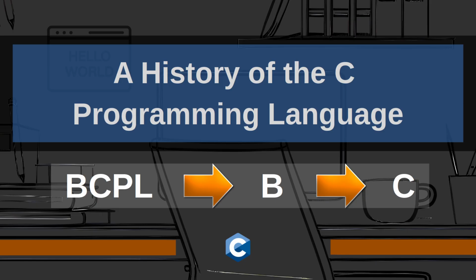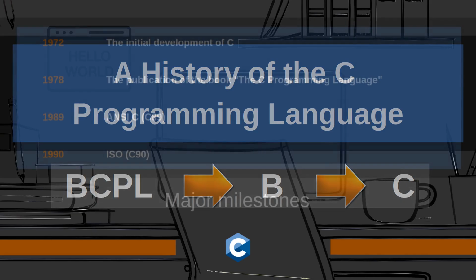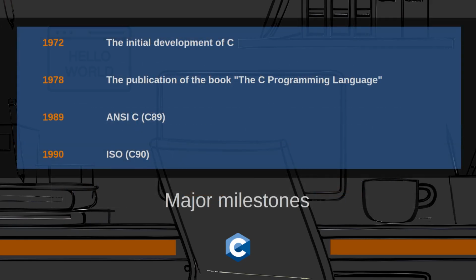However, B had limitations. Ritchie needed a language that provided more control over the hardware and was powerful enough to rewrite the entire Unix operating system. This need led him to develop a new language which he naturally called C. Major milestones in the development of the C language include several points.